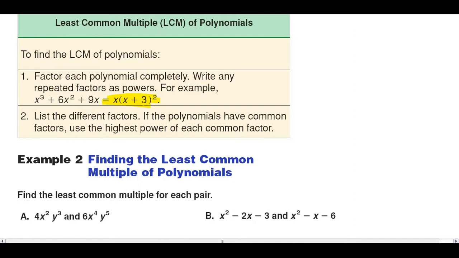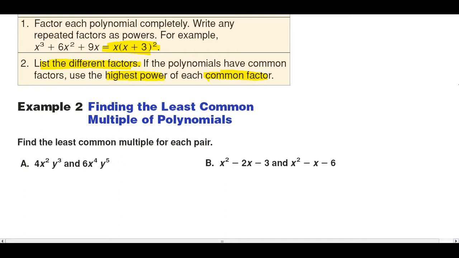And why is that important? Because what you're going to do is when you find the least common multiple, you will list all the different factors, and the ones who are the same, you'll use the highest power of that common factor. So that's why we like to mention that. You use the highest power. So let's try the least common multiple here.